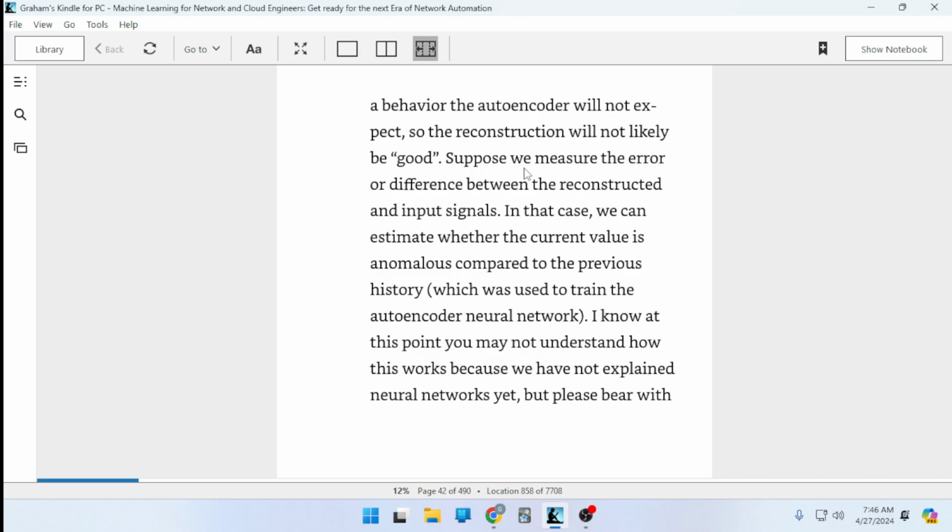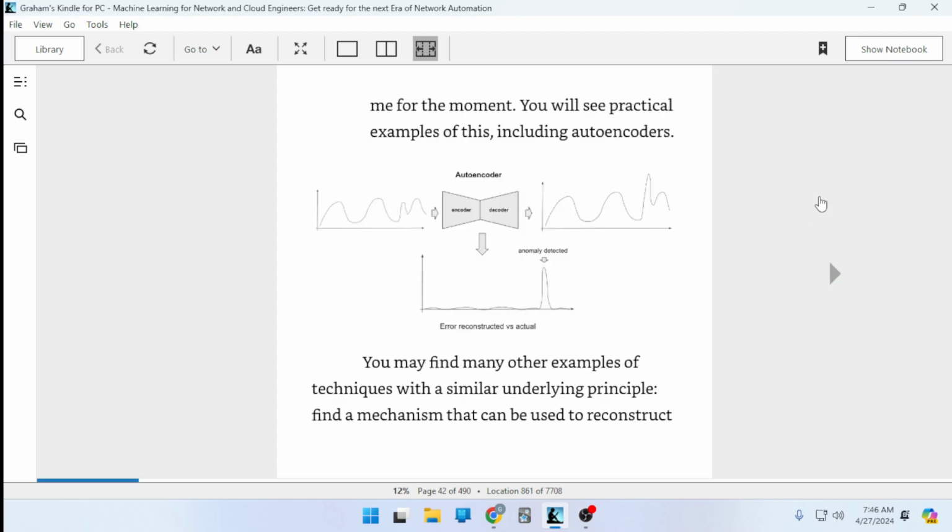Suppose we measure the error or difference between the constructed and input signals. In that case, we can estimate whether the current value is anomalous compared to the previous history, which was used to train the autoencoder neural network. I know at this point you may not understand how this works because we have not explained neural networks yet, but please bear with me for the moment. You will see practical examples of this, including autoencoders.